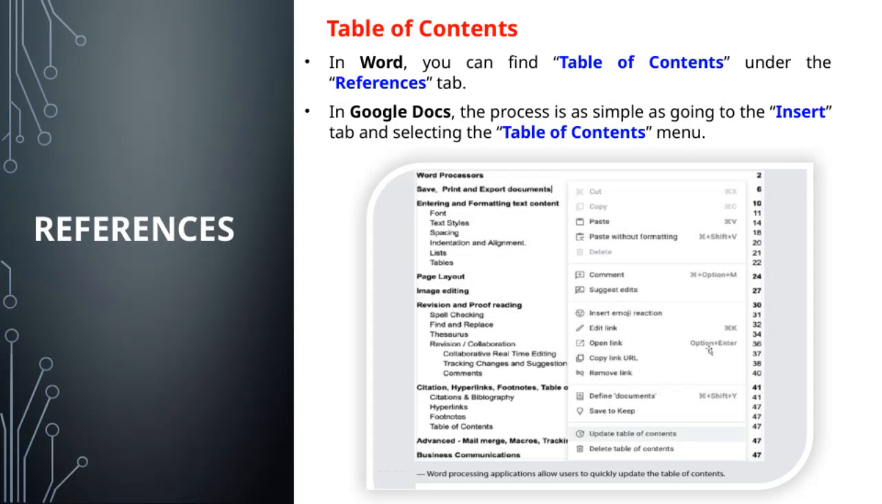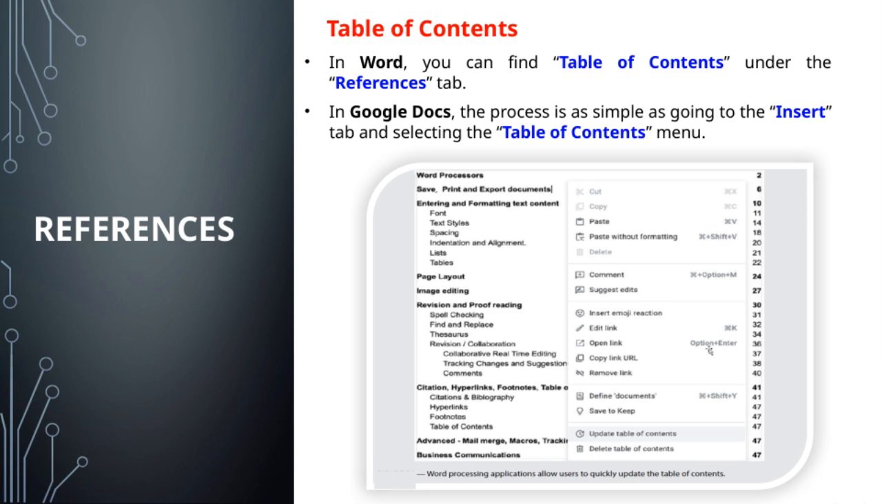Now let's look at how you can easily add a table of contents in different word processing programs. In Word, you'll find the option under the References tab. It's quite straightforward. Just click there, and you can generate your table of contents automatically. In Google Docs, the process is just as simple. You go to the Insert tab, then select the Table of Contents menu. This makes it easy to organize your document and give your readers a clear overview of your content.